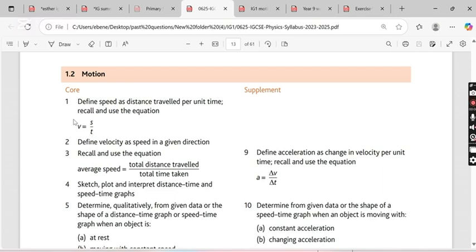So if you want to write it in symbols, this is what the syllabus is telling you to use. If you are not using S for distance, T for time, and V for speed, it means that you have to write it in full. So speed equals distance divided by time. Distance is not represented as d according to the syllabus. So ladies and gentlemen, we have to consider that one as well.